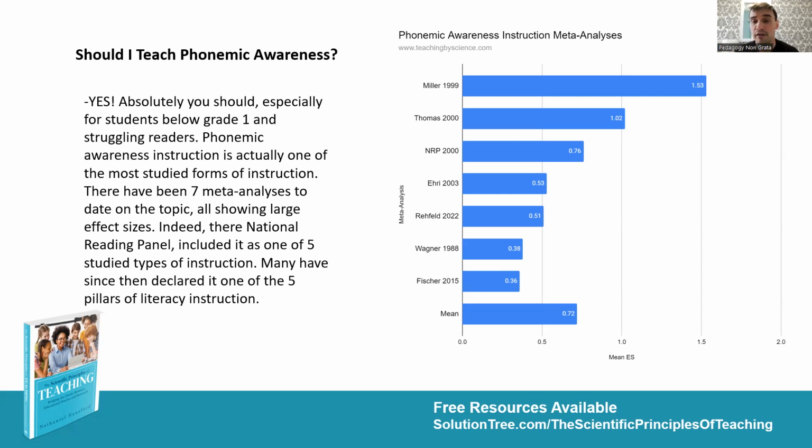I want to remind people that a meta-analysis is a study of studies, and usually those meta-analyses remove the lower quality studies. So what we show here is that on average, studies of phonemic awareness show large improvements in student learning outcomes. The National Reading Panel included it as one of 5 topics they explored, and many have interpreted that to mean that it is one of the 5 pillars of literacy instruction. And in fact, I agree with that analysis.